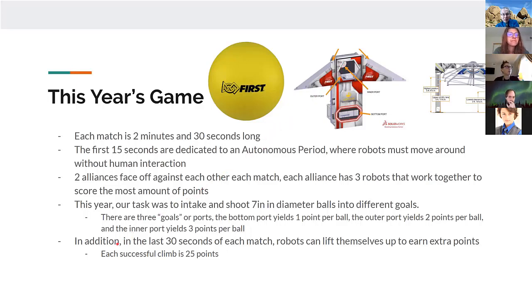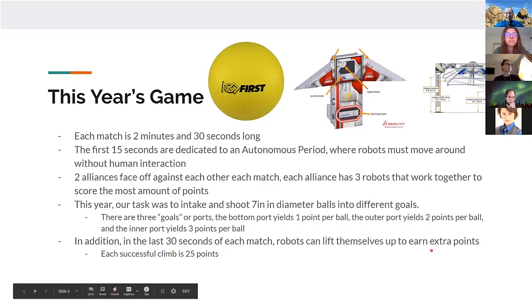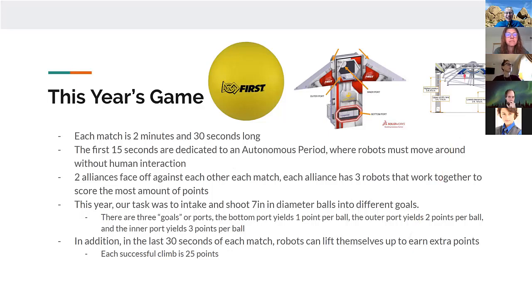In addition, in the last 30 seconds of each match, robots can lift themselves up to earn 25 points. I'm not sure you can see it, but there's a climbing rung here, and the robots need to extend up and be able to climb. Another problem is that this climbing rung actually swings. So you can see it can swing here, or it can be flat. So it's a little bit harder.